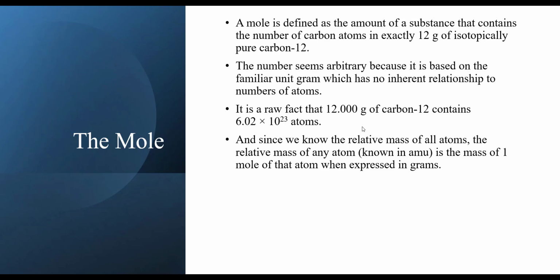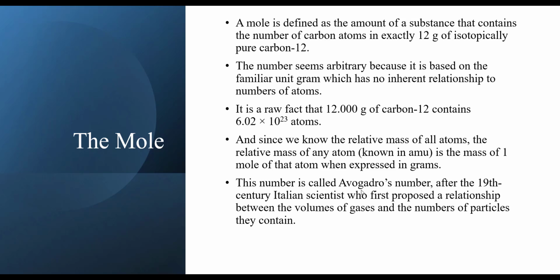So therefore, since we know the relative mass of all atoms, I can just use that relative mass in atomic mass units, turn it into grams, and know that I have a collection of moles worth when I have that number of grams. And that special number, that 6.02 times 10 to the 23rd, is actually given a name. It's called Avogadro's number, and we will just refer to it as a mole.